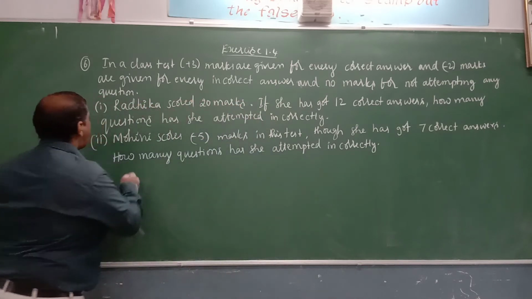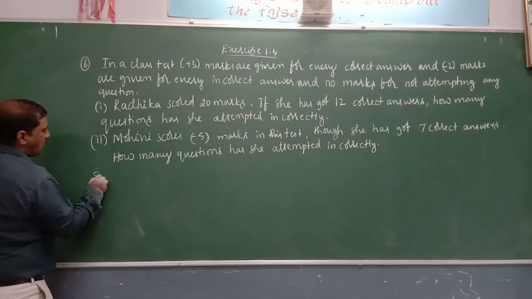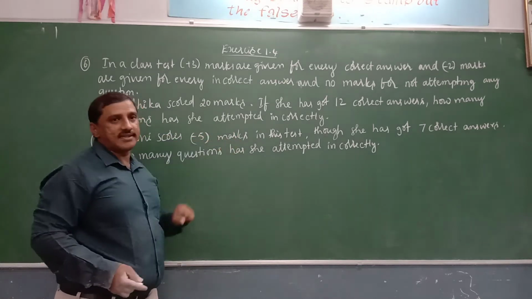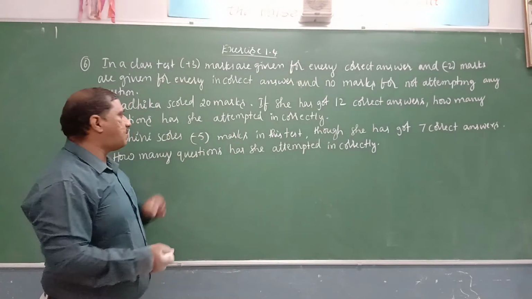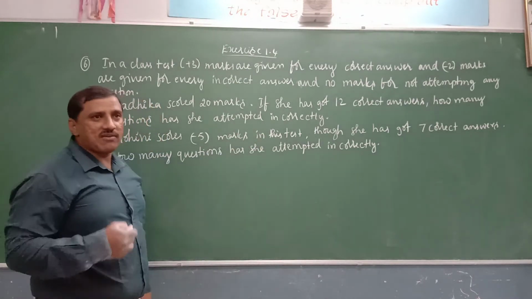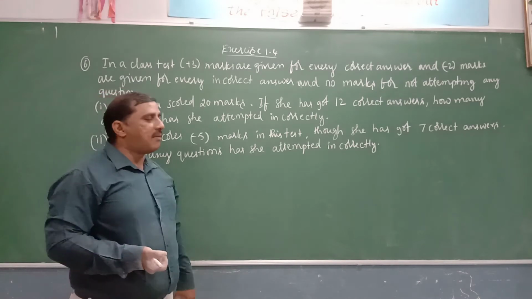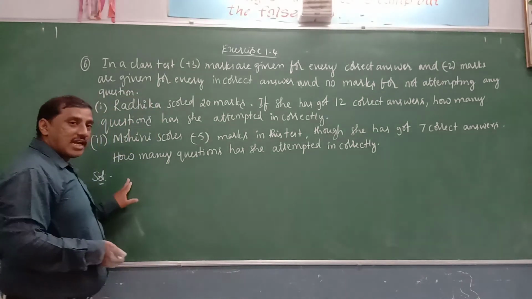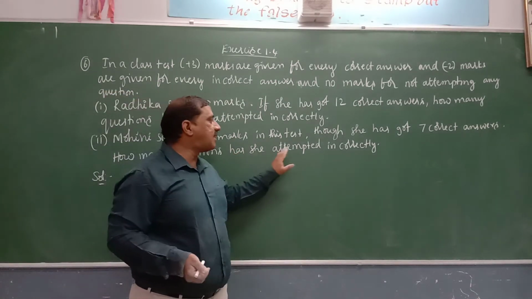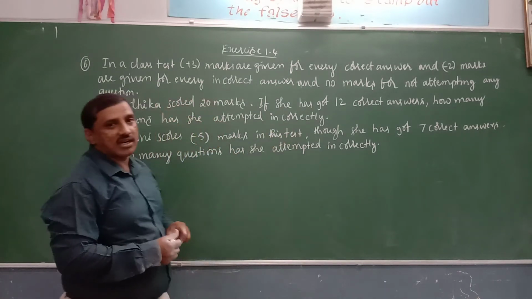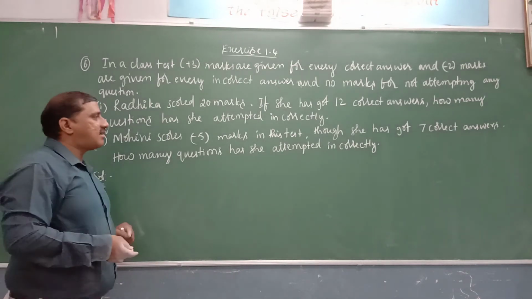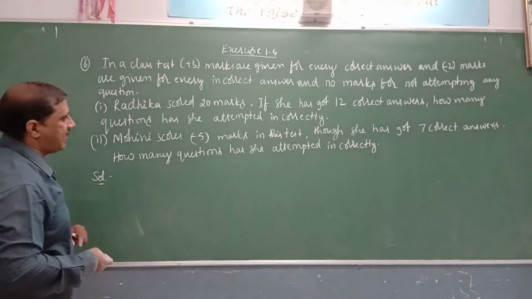So now we will find. Similarly, we will find for Mohini also. Mohini scored minus 5 marks in this test. She finally got negative marks, though she has got 7 correct answers. She answered 7 questions correctly, but even then she got negative marks, that is minus 5. How many questions has she attempted incorrectly? Same for both Radhika and Mohini, we need to find how many questions she attempted incorrectly.